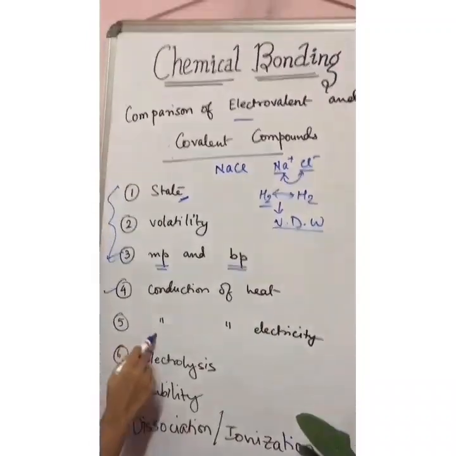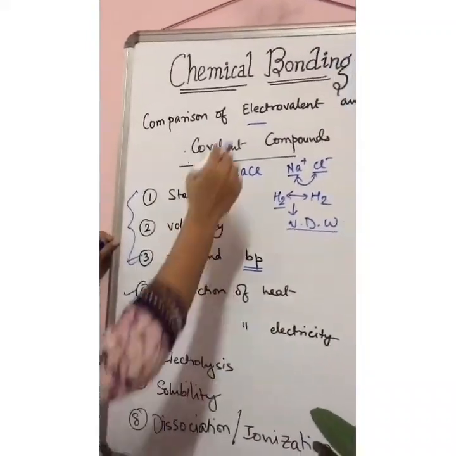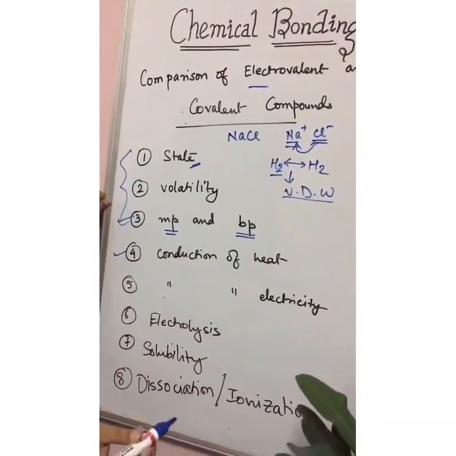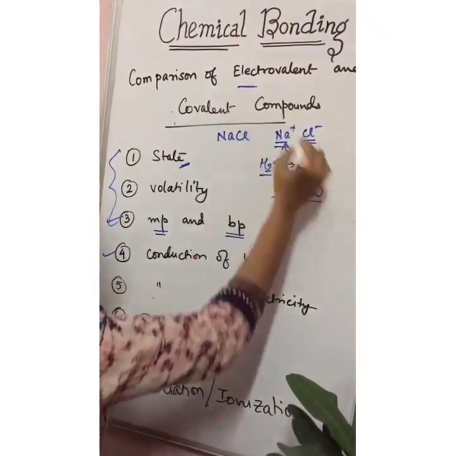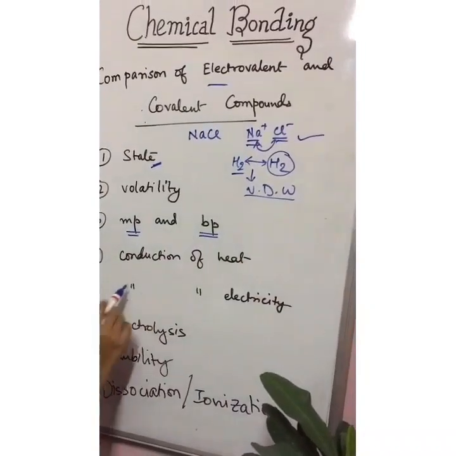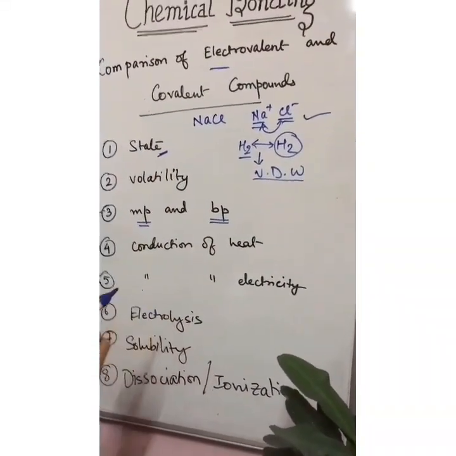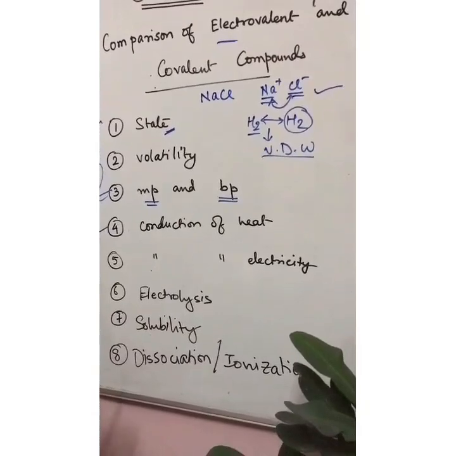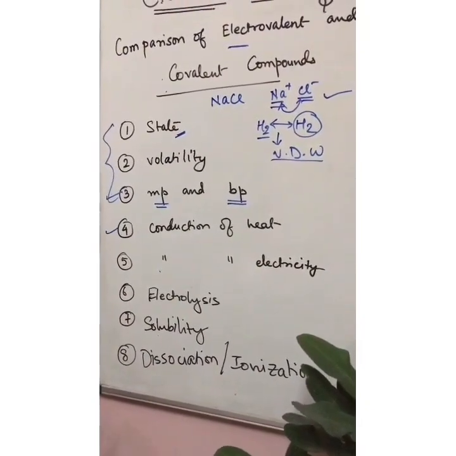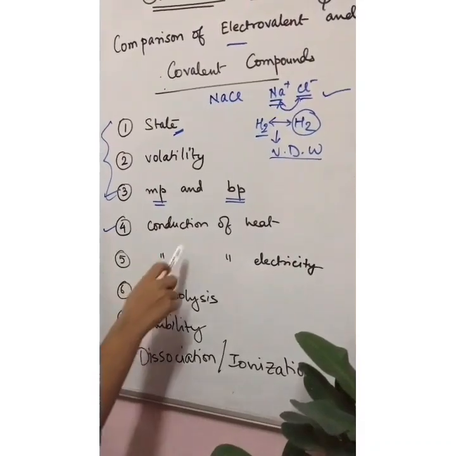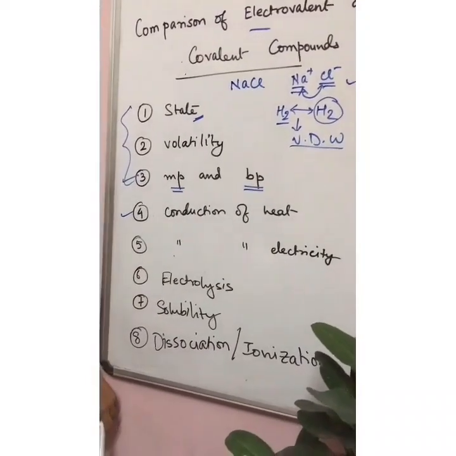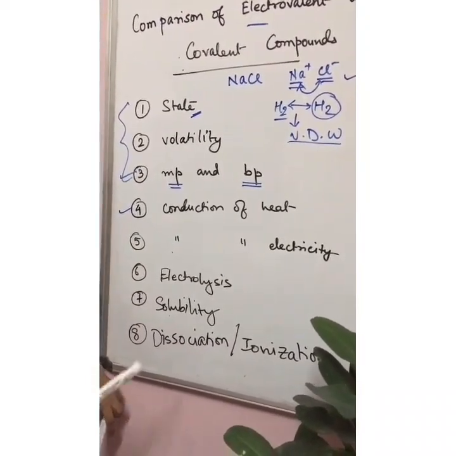The fifth point is conduction of electricity. We know electrovalent compounds exist as ions, and ions can easily conduct electricity, but covalent compounds exist as molecules. So because they exist as ions, they can conduct electricity easily in molten and aqueous state. You have to write this, not in solid state but in molten and aqueous state. But covalent compounds can't conduct electricity in either molten or aqueous state.